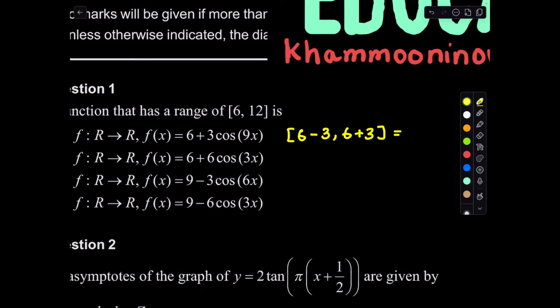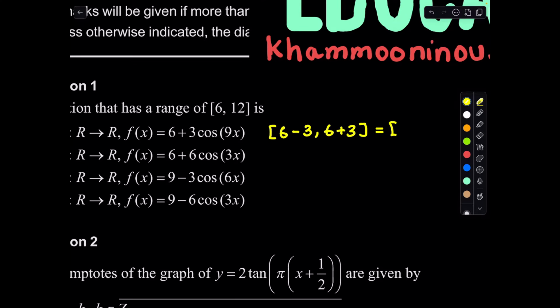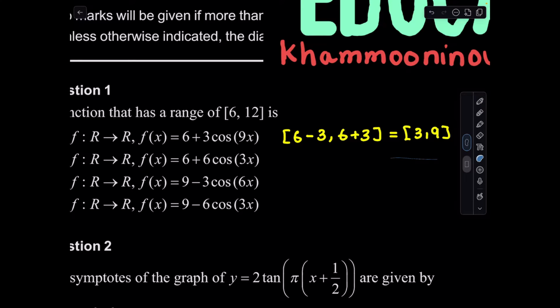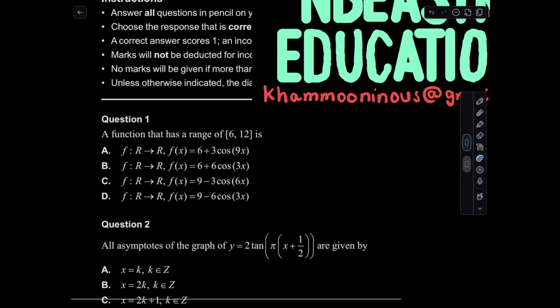So that will give me 3 and 9, which is absolutely rubbish, as we can see, it's not 6 and 12. So it's not that one, we can eliminate this. Okay, let's look at the next one.